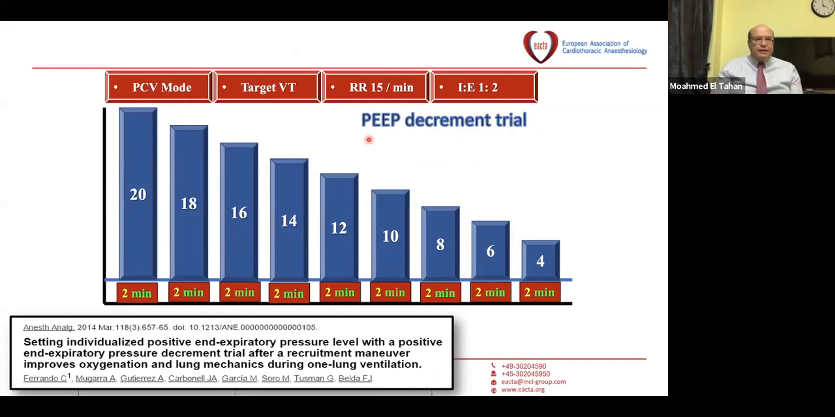If you found lung compliance, decrease the PEEP level to 18 for a further 2 minutes and look for compliance. Same for 16 for 2 minutes, 14, 12, 10, 8, 6, and 4. Every one of them for 2 minutes. You have to look for the highest level of compliance, and then go up to the next level. For example, if you found the highest compliance with PEEP of 12, then you have to adjust your PEEP level to 10.